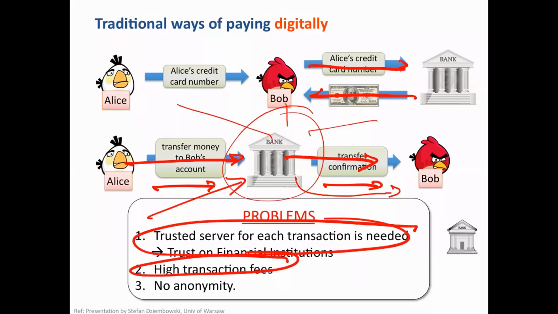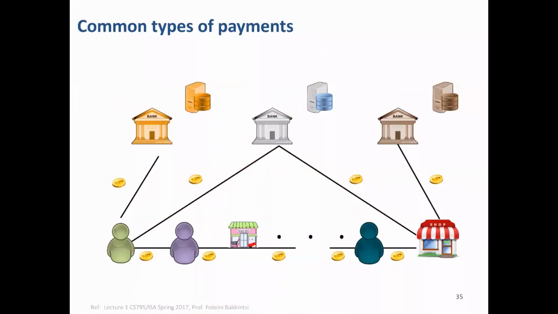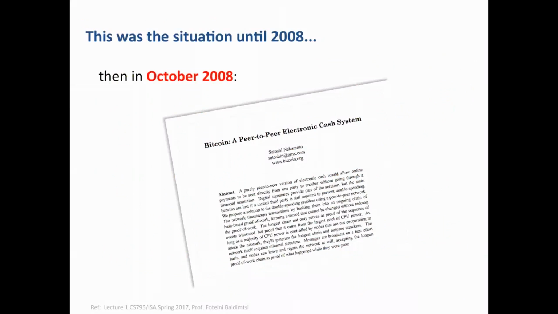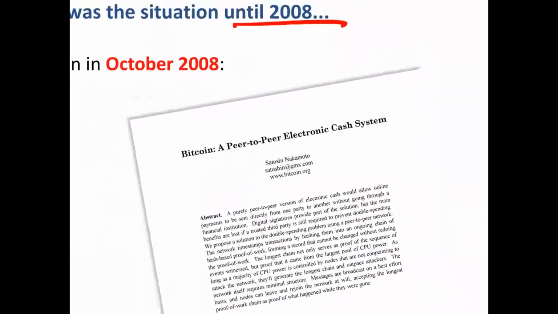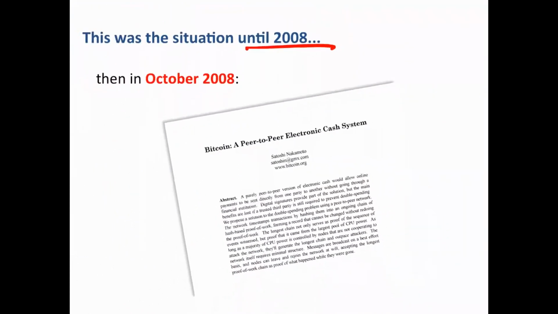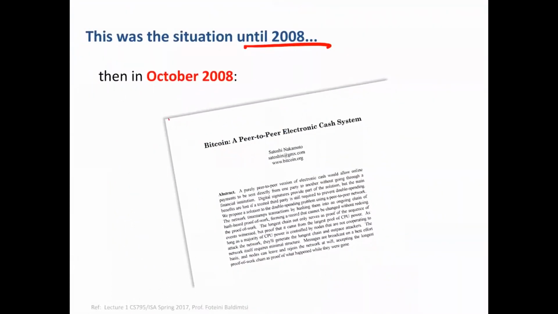High transaction fee and no anonymity. They know your name, your address, and everything, right? Okay, so these are everywhere. You can see the banks involved. Then, in 2008, a paper was published by Satoshi Nakamoto. Okay, just one paper in 2008, about creating a digital currency.